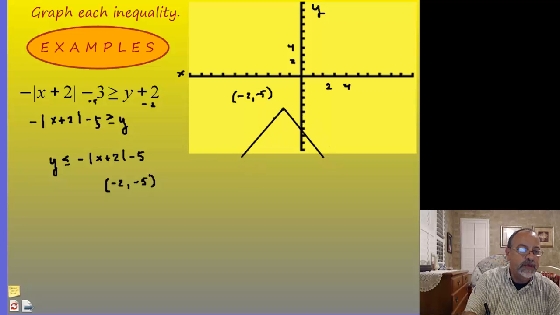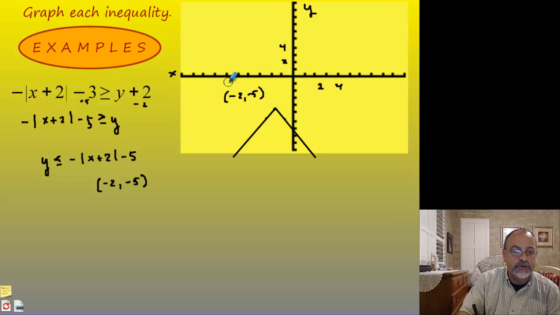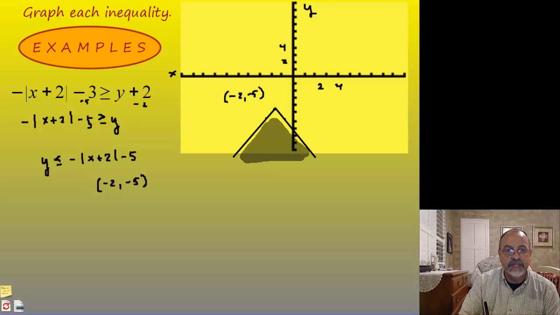All right, and then again, it's solid because those are included, so my v values, or my rays, are going to look like this. Now I need to determine where to shade, so I'm going to find the y-intercept, which is right here, and I'm looking for the y's that are less than this, so those would be the y values down here. When I get down here, I end up inside the v, so that's where I'm going to shade, is inside the v, and all of these y values in here are less than or equal to the absolute value graph that I have here. All right, so those are some examples on graphing those inequalities. So that's pretty much the lesson.